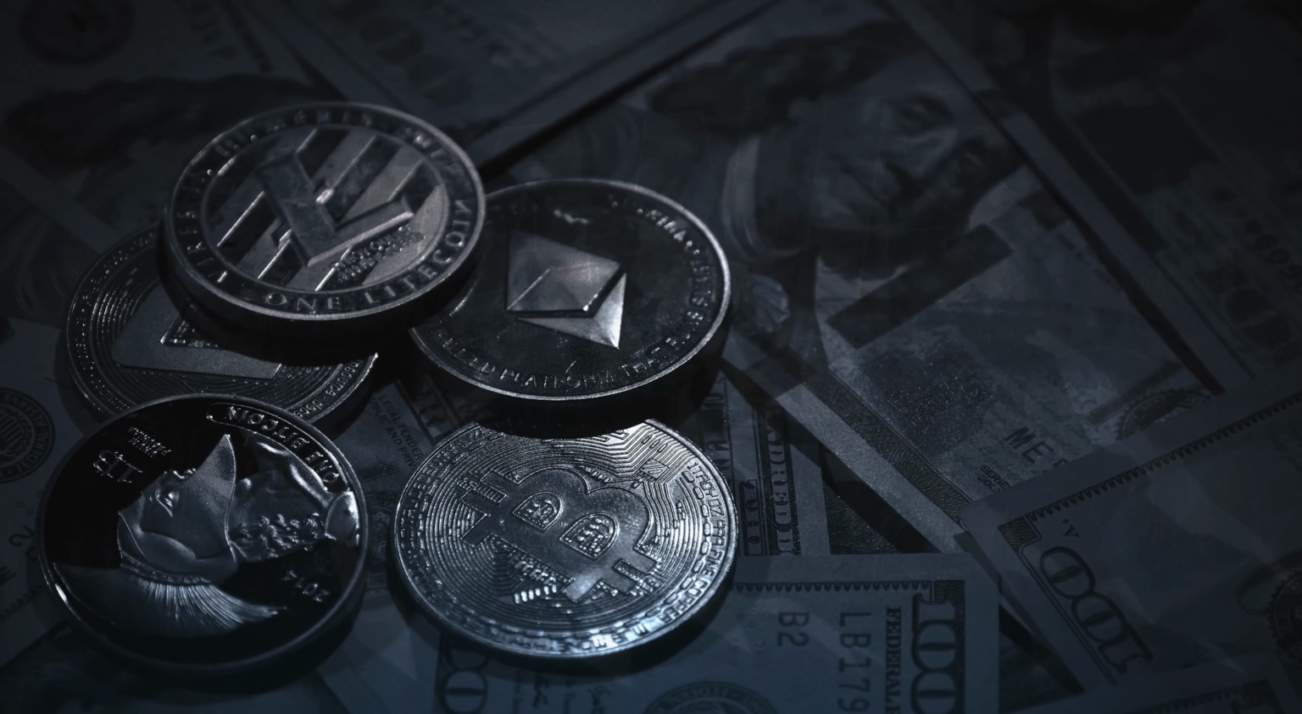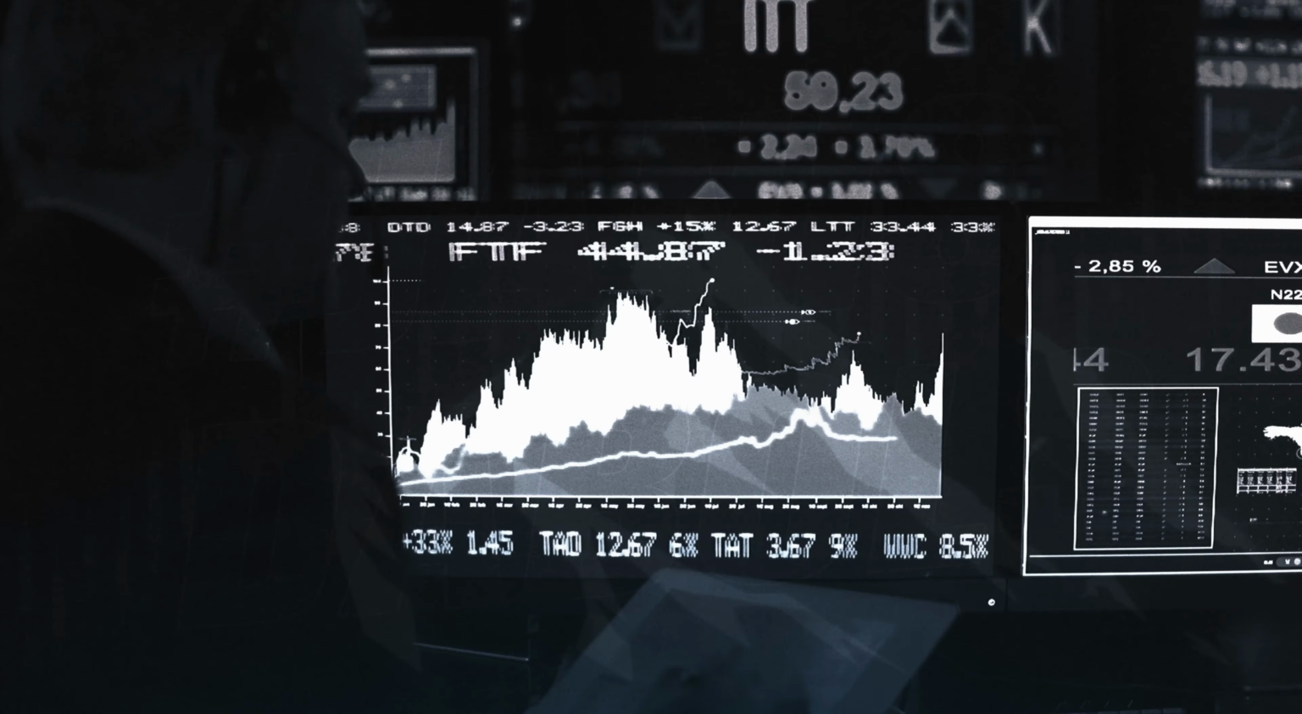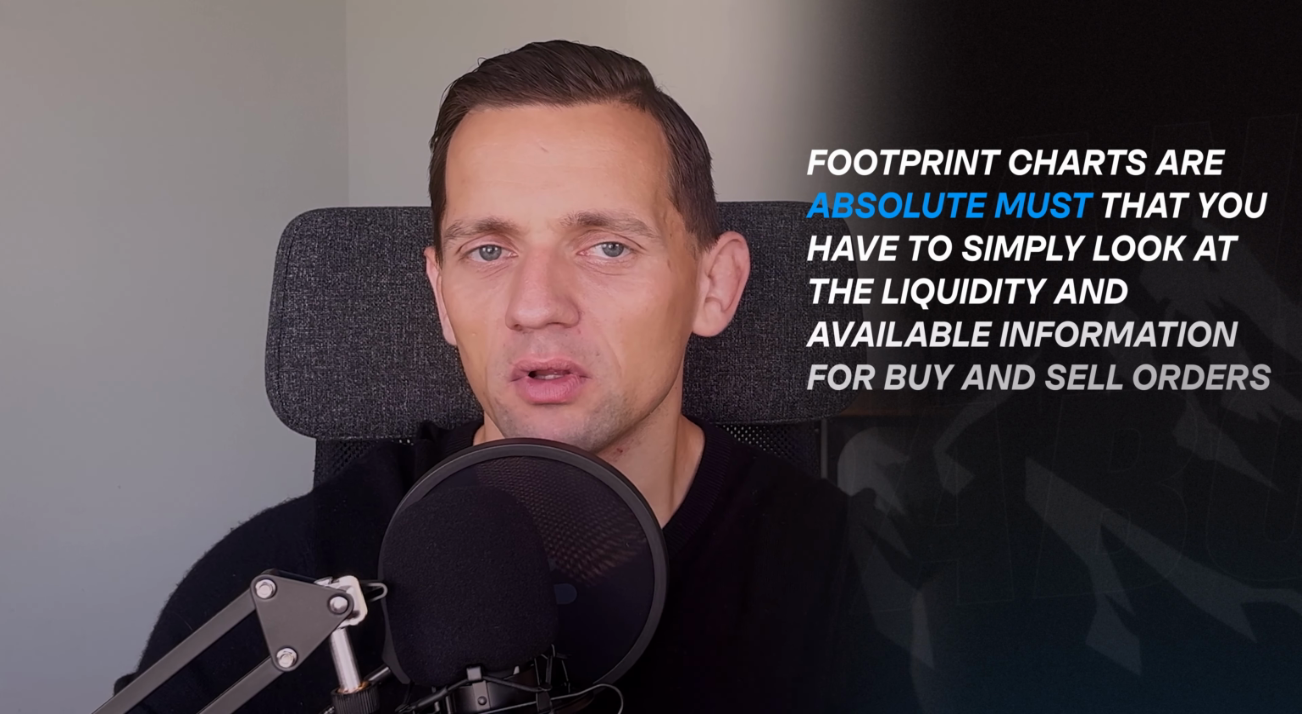So that's about risk management, but overall, this is a slightly more advanced approach, and it's not that applicable for complete beginners. And it works better if you are trading altcoins or small cap stocks, because their fundamental and technical analysis doesn't work that well, because markets are illiquid, and the name of the game is the ability to execute trades on your conditions. And for that, order flows and understanding of market depth and footprint charts are an absolute must. There you have to simply look at the liquidity and available information for buy and sell orders. This is how it works in smaller markets.